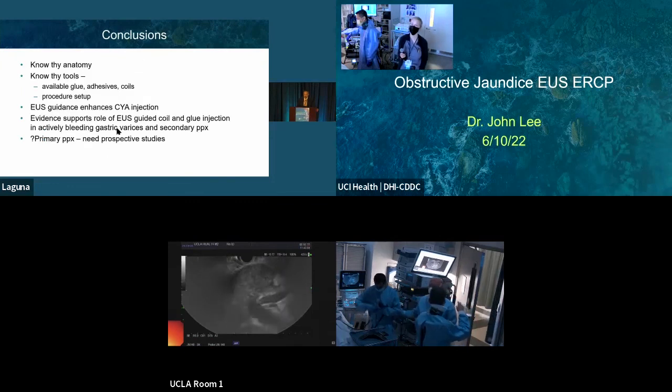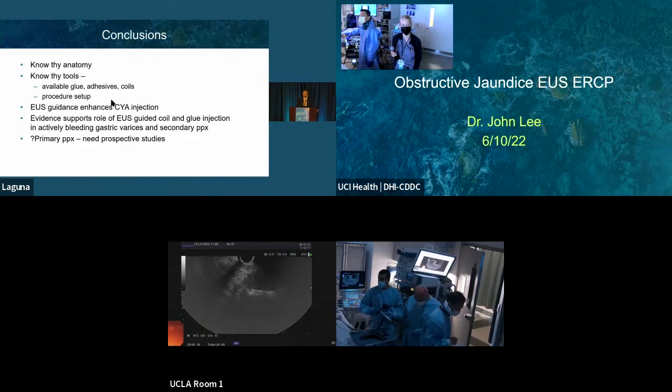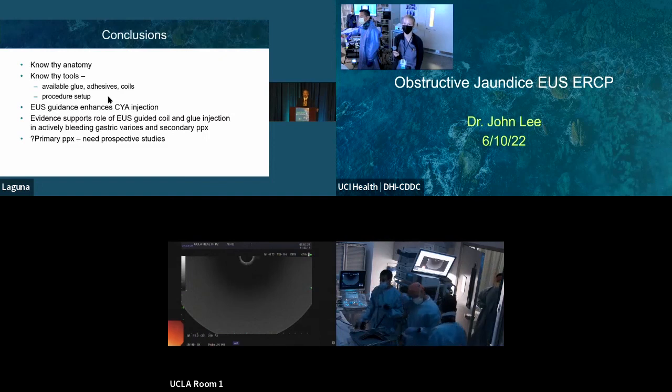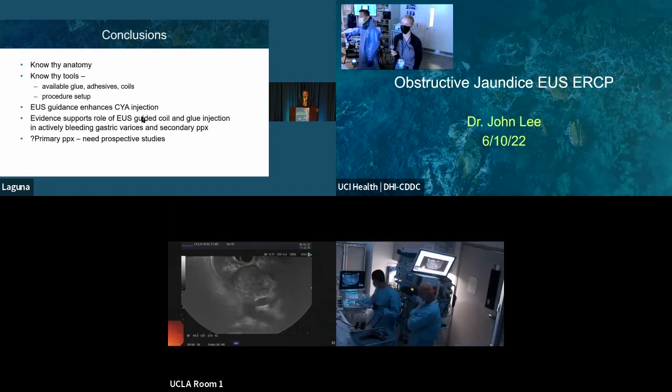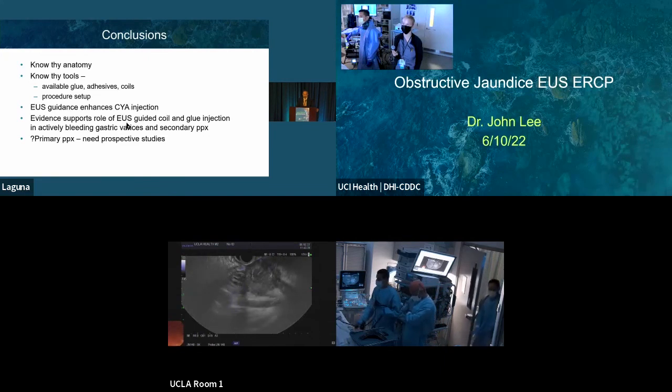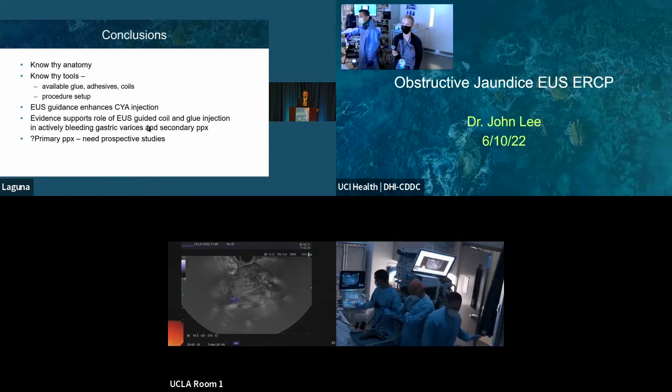And to conclude, know thy anatomy. I kind of breezed through that anatomy, but I think it's important to keep it in the back of your mind when we think about treating patients with gastric varices. Know your tools, know this before you're coming in at night to treat these patients. Make sure your team knows what you have in terms of glue, scope care, and so forth. EUS guidance clearly enhances the injection of cyanoacrylate, and that's what I tend to favor whenever we can do it. And the evidence supports the role of EUS-guided coil and glue injection in actively bleeding varices and secondary prophylaxis.